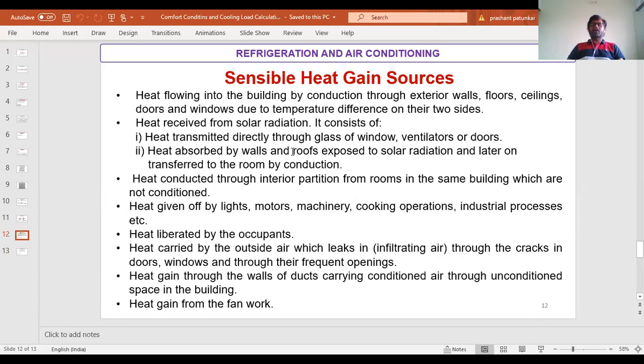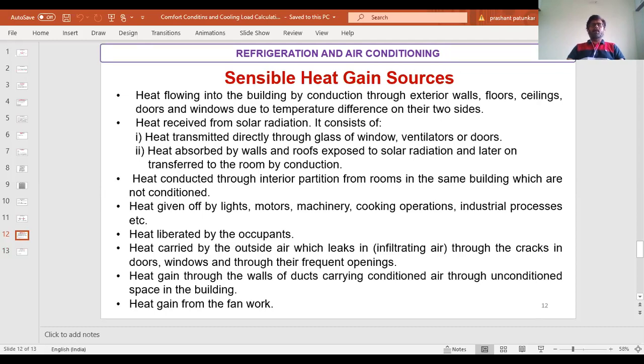Then the heat absorbed by the walls and roofs which are exposed to the solar radiation, and later on transferred to the room by conduction. So heat would be absorbed by these walls and the ceilings or roofs due to the solar radiation falling on them, and it will be conducted through the finite thickness of the wall, and admitted into the room that has to be conditioned.